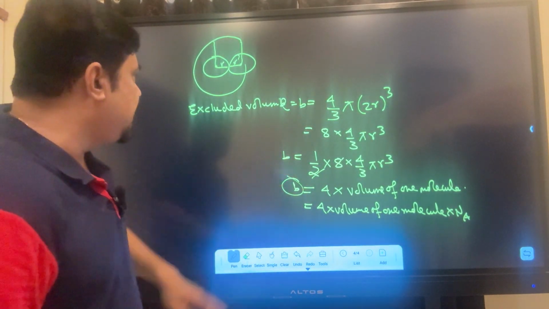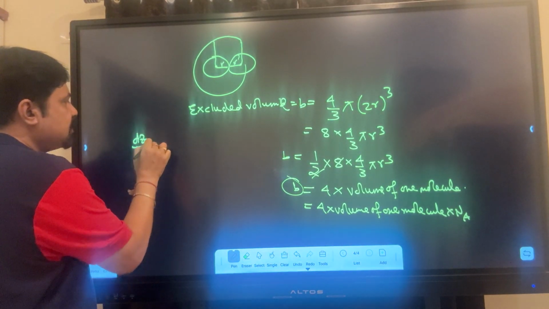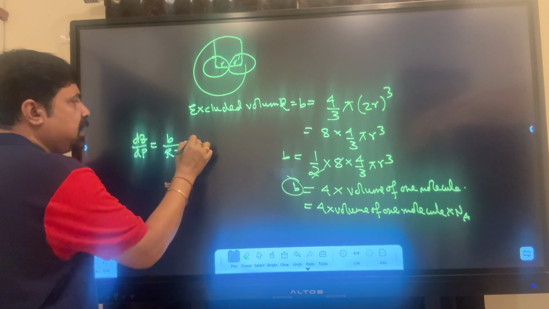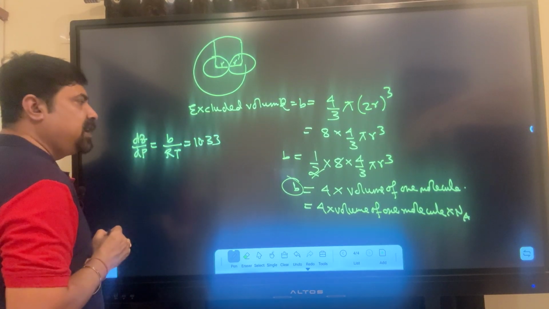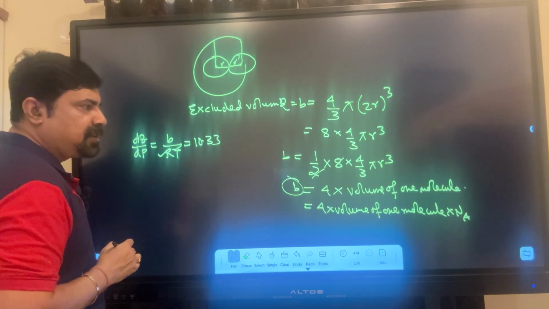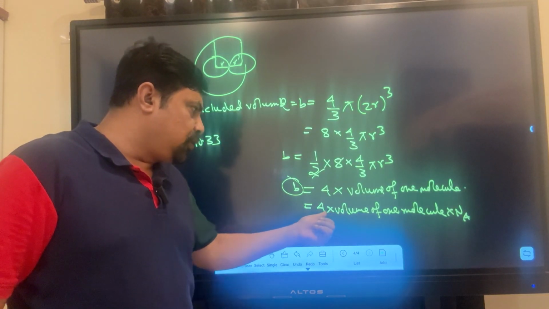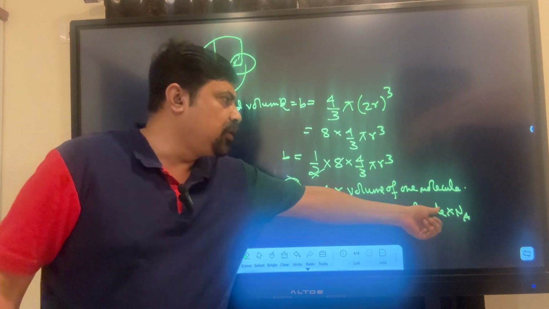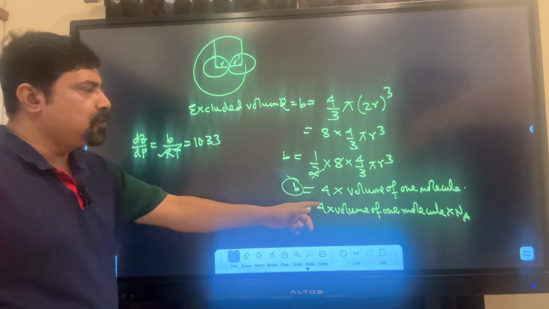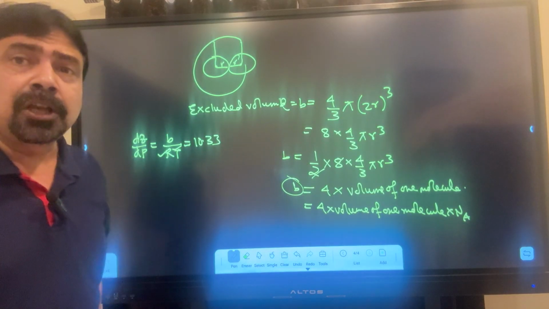Now look at what we calculated previously: they are telling the slope dz by dp, at high pressure and constant temperature. We got b by RT, which is nothing but the 10.33 value they are giving. Now you put the R value and the temperature, and you get b. Then you equate that b equals 4 into the volume of one molecule into Avogadro number. From there you will get the volume of one molecule.